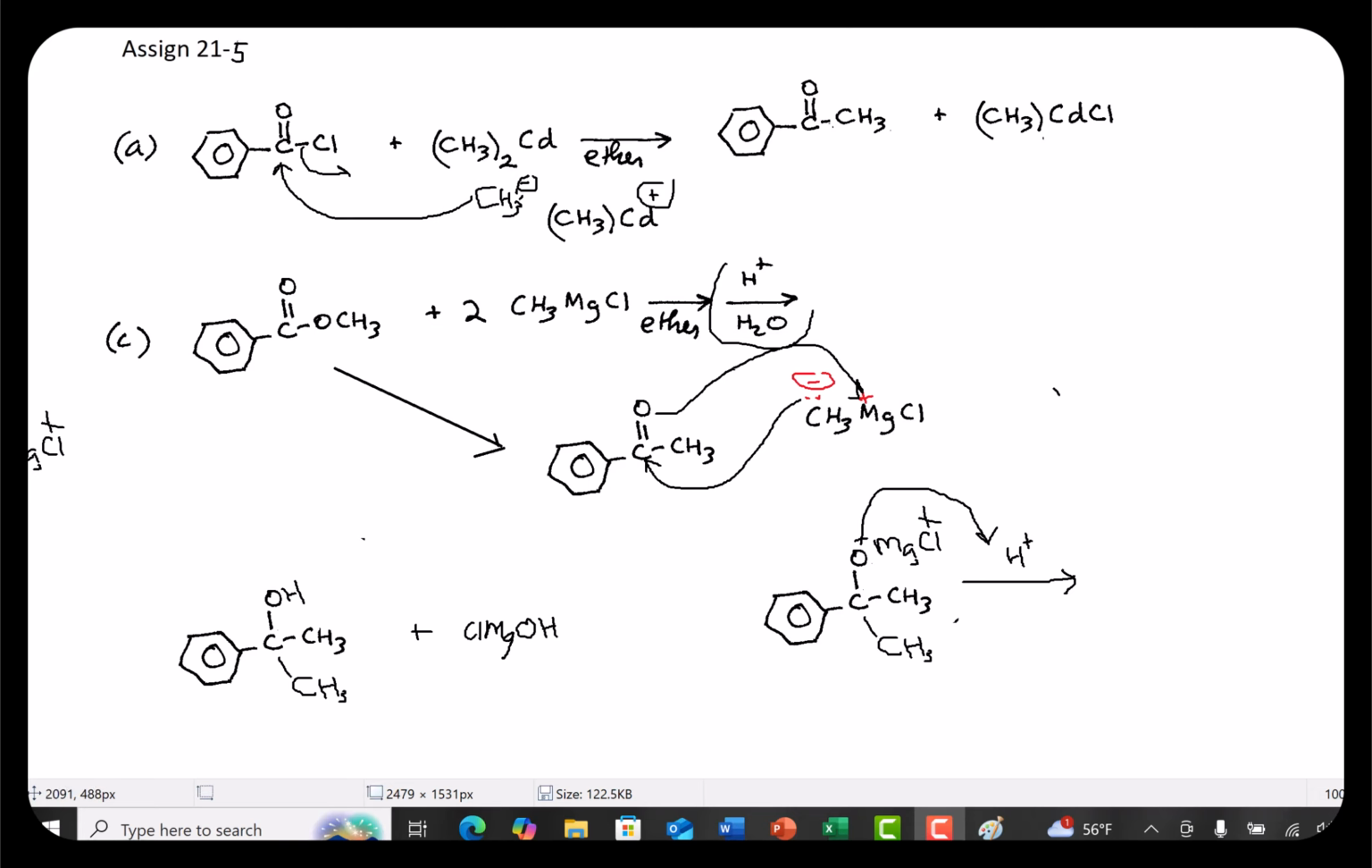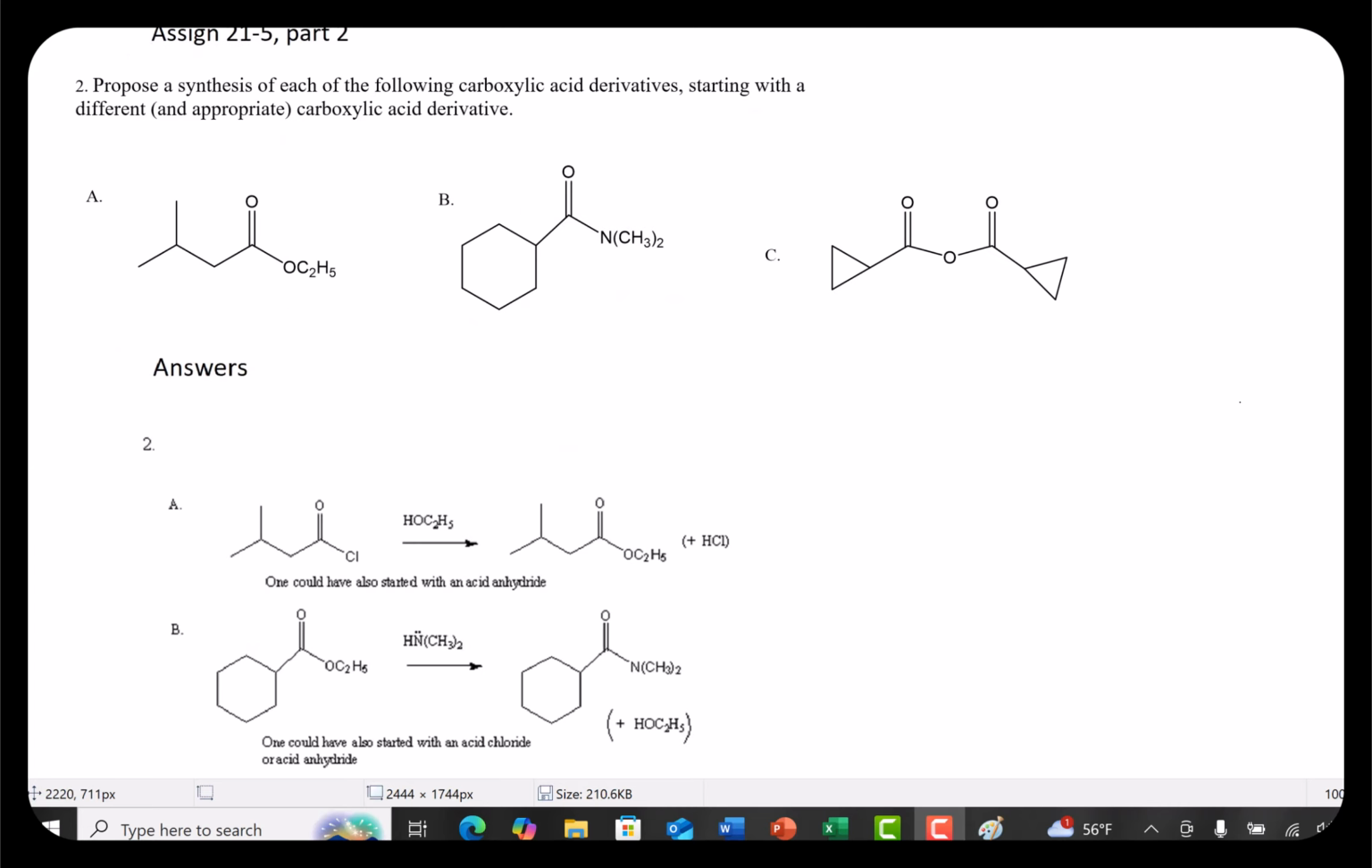Okay, let's go on to, I think this is the next thing we're going to do, the second page on assignment 5. So let me bring that up. Okay, this is question number 2 in assignment 21-5. Propose a synthesis of each of the following carboxylic acid derivatives, starting with a different and appropriate carboxylic acid derivative.